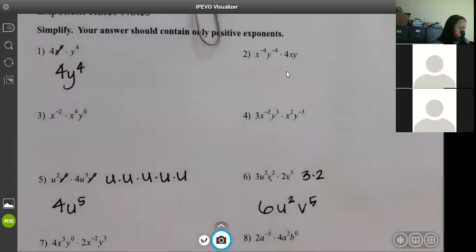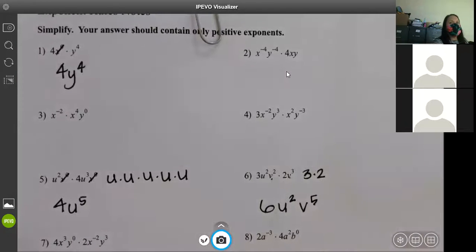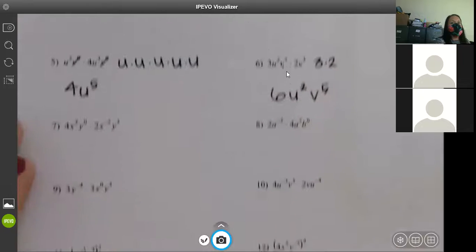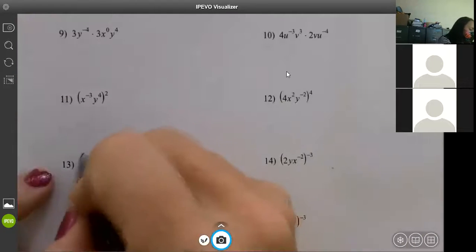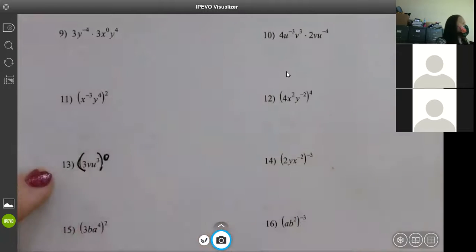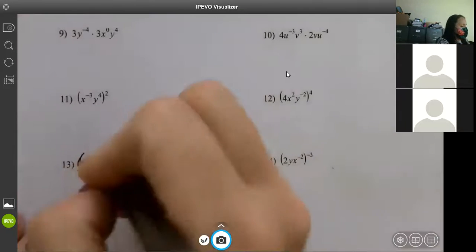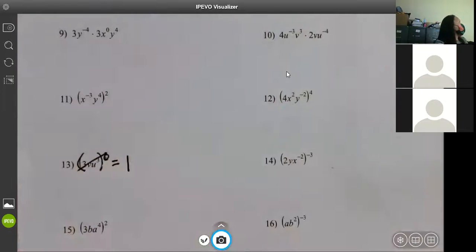All right. Look at number 13. All of this is to the 0 power. So what can we do? Just mark it out, and it becomes, what did I tell you? 1. That's it. That first page is what you should have done on Thursday. That's what I told you needed to do today and enter in.